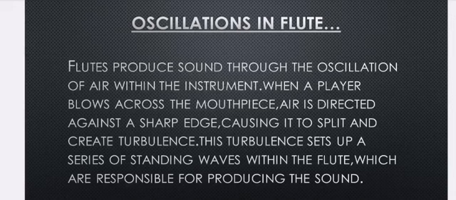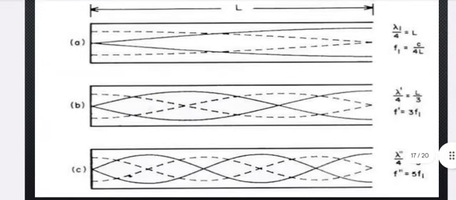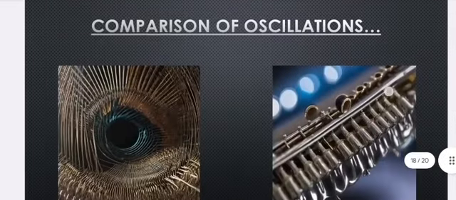Oscillations in flute. Flutes produce sound through the oscillation of air within the instrument. When a player blows across the mouthpiece, air is directed against a sharp edge, causing it to split and create turbulence. This turbulence sets up a series of standing waves within the flute, which are responsible for producing the sound. This is the oscillation of flute.